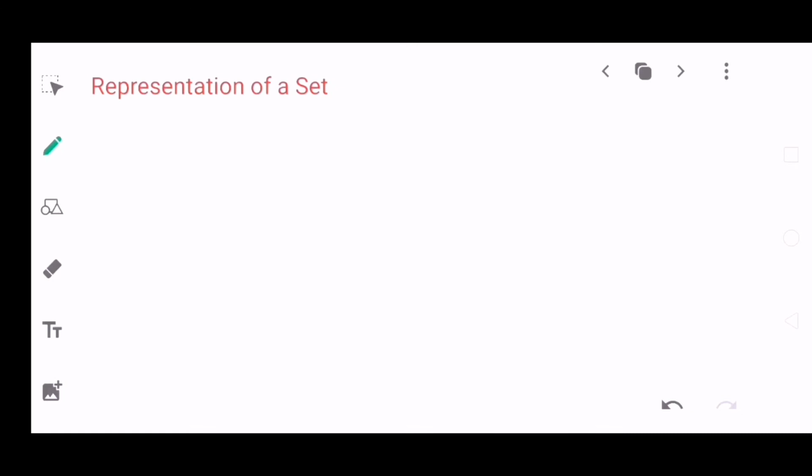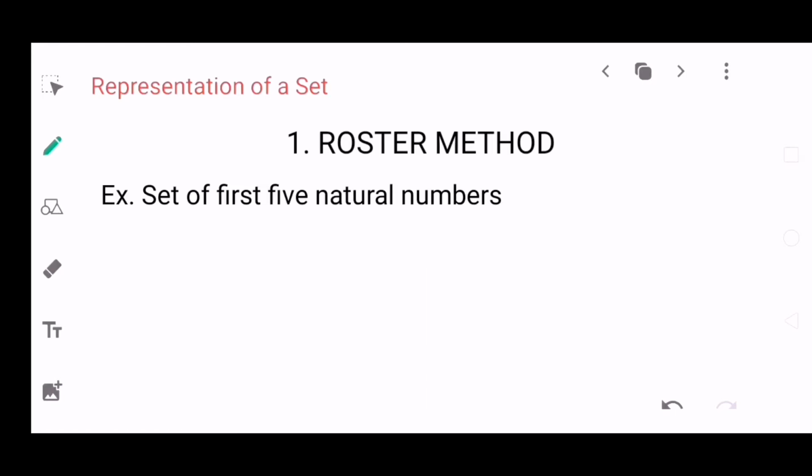Alright, we're now going to talk about how we represent a set, and there are two ways which are commonly used in representing a set. The first one is known as the roster method. In this method, elements of the set are listed within a pair of braces and are separated by commas. Let's say, for example, we have a set of the first 5 natural numbers, and let us denote this by N. So N will be the set containing 1, 2, 3, 4, and 5.